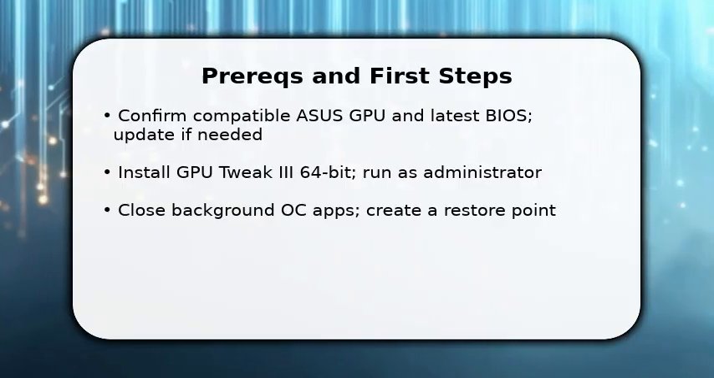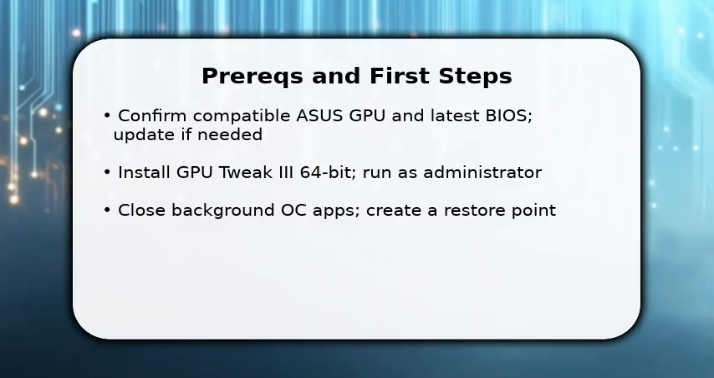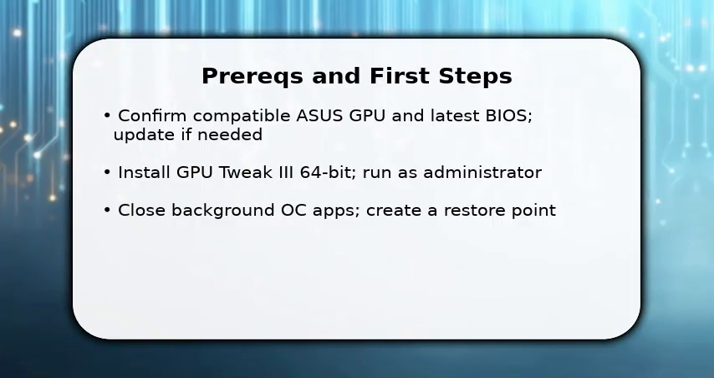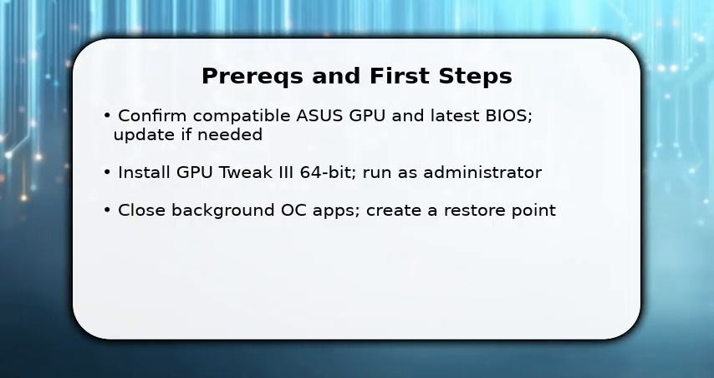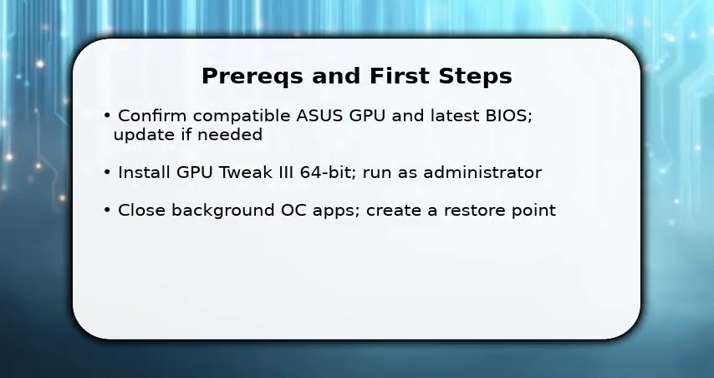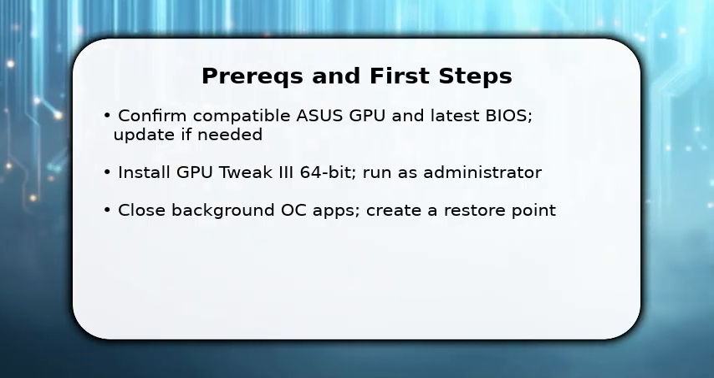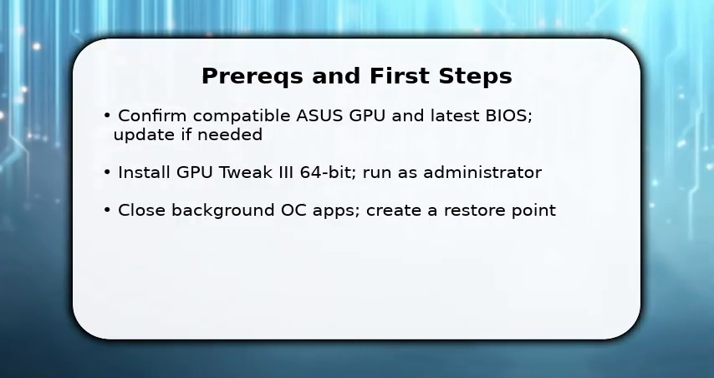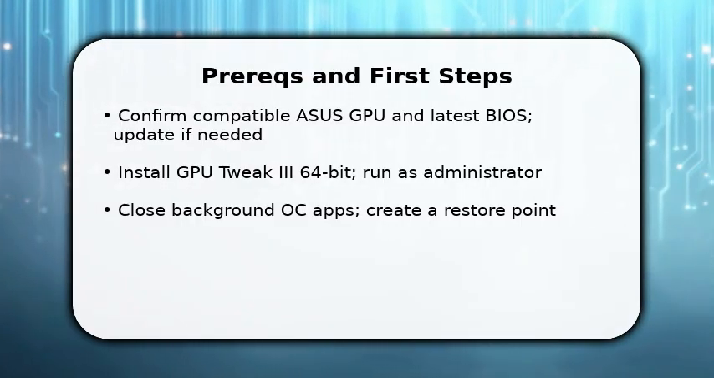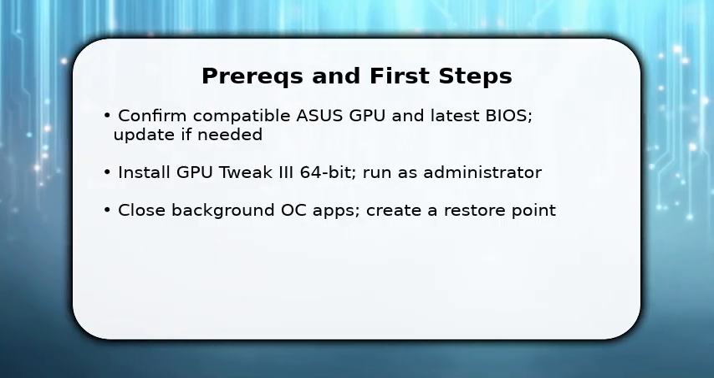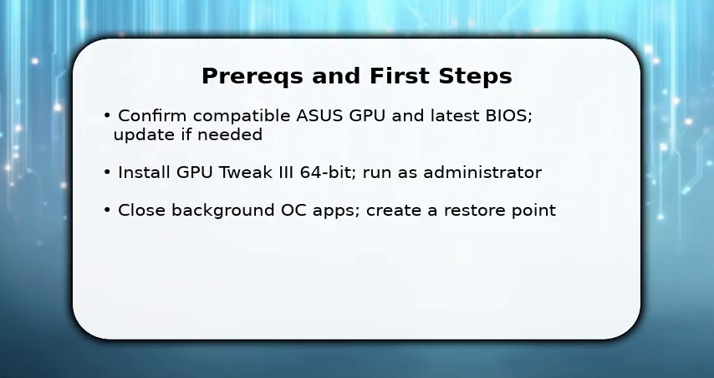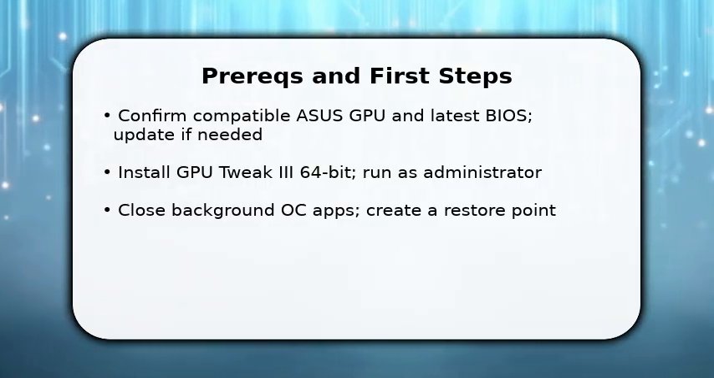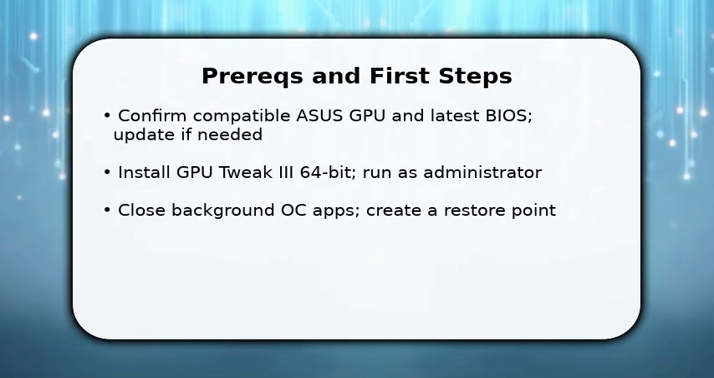You begin by verifying hardware compatibility and preparing a clean environment. Once done, install GPU Tweak 3 as administrator and let the driver components finish. This prevents conflicts. Make sure to close any other overclocking utilities and create a Windows restore point so you can revert if needed. Next, launch the app, allow device discovery, and sign into or create an account if prompted so settings sync. These first actions reduce errors and get you into the main interface fast.